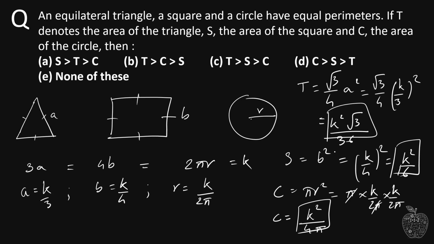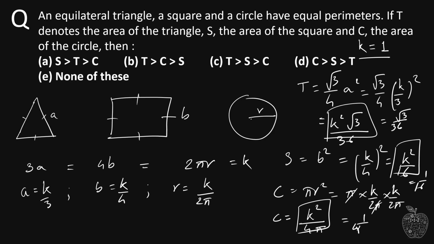Now how will we determine which among these three is the bigger one, has the greater value? So what we'll do is, instead of k, we'll assign some common value for k here. Let's say k is equal to 1. Okay, so we'll substitute 1 here instead of k. So we get root 3 by 36. Here we get 1 by 16. And here we get 1 over 4.